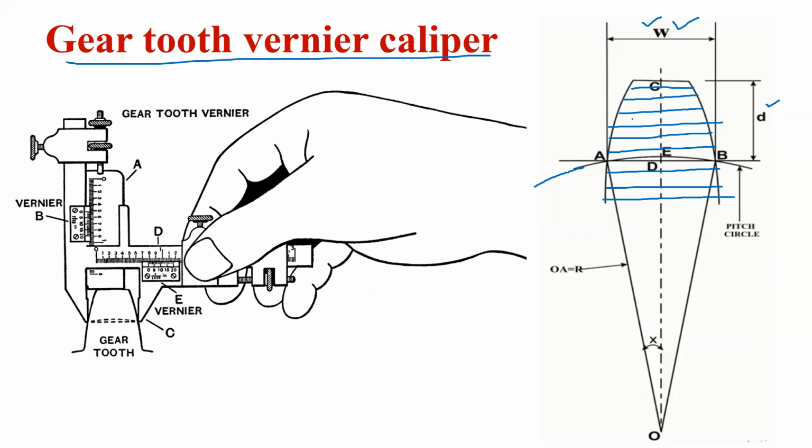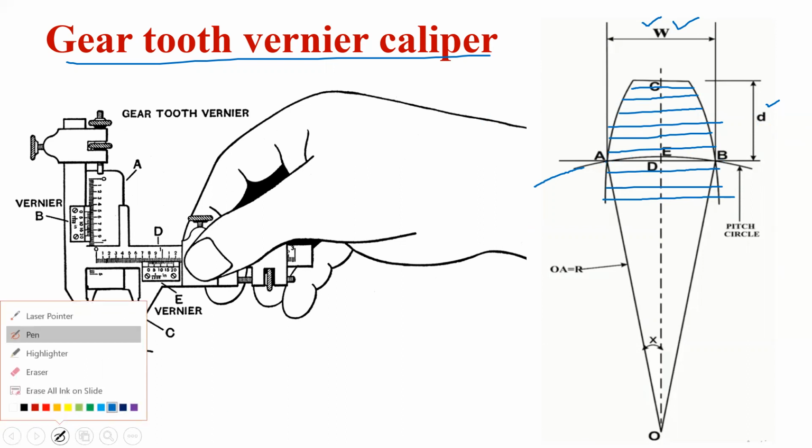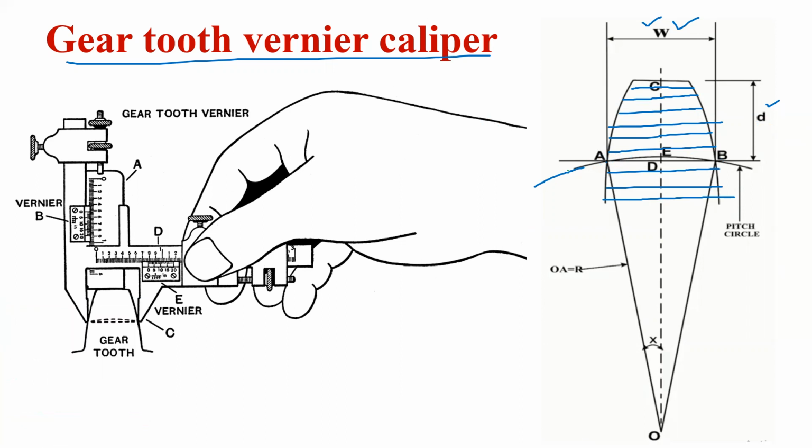So actually the chordal tooth thickness is measured at the pitch circle. That is, we need to measure the arc length AEB. As it is an arc, the arc length cannot be measured. So there is no instrument to measure the arc length AEB.